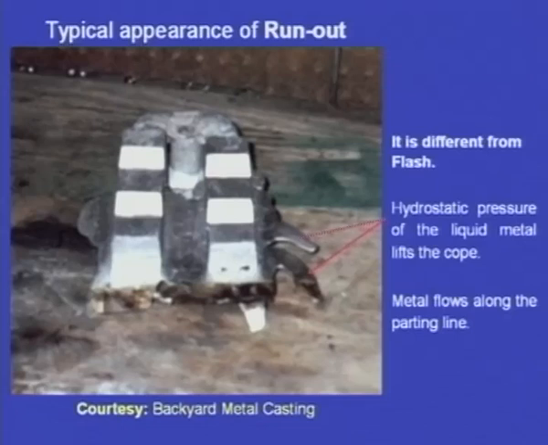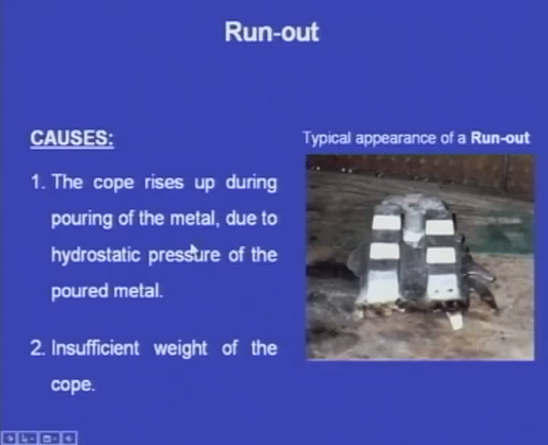Here, though the molding sand is compacted properly along the parting line, the defect is arising. Some molten metal is flowing outside along the parting line. The hydrostatic pressure of the liquid metal lifts the cope. Then the molten metal will go out along the parting line. So, these are the causes. The cope rises up during pouring of the molten metal due to hydrostatic pressure of the poured metal.